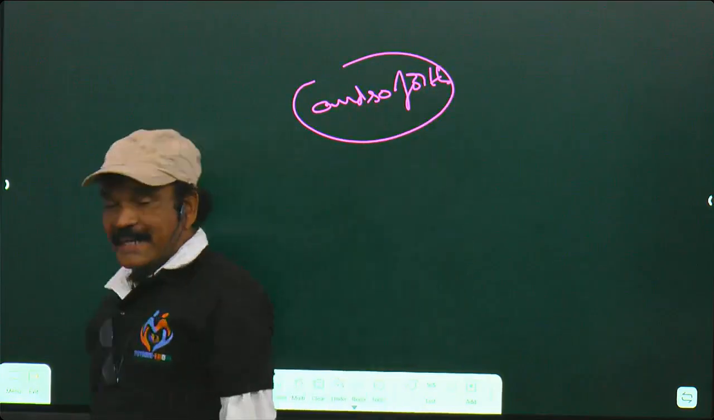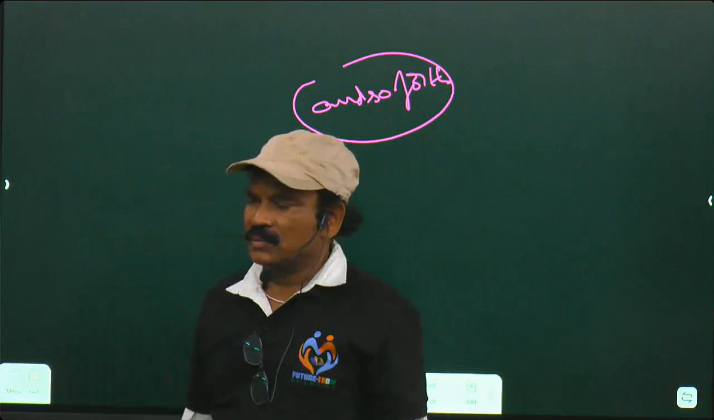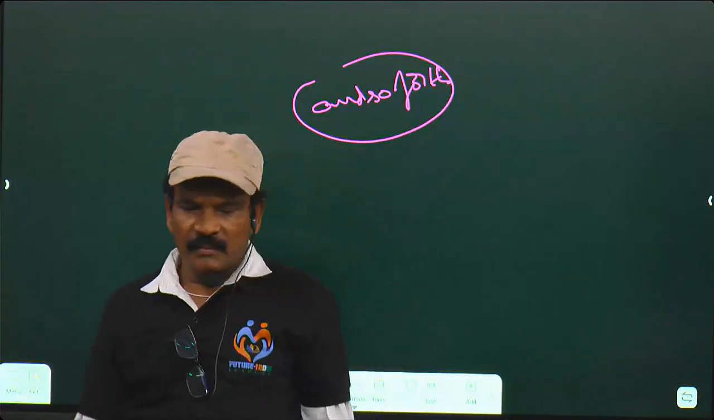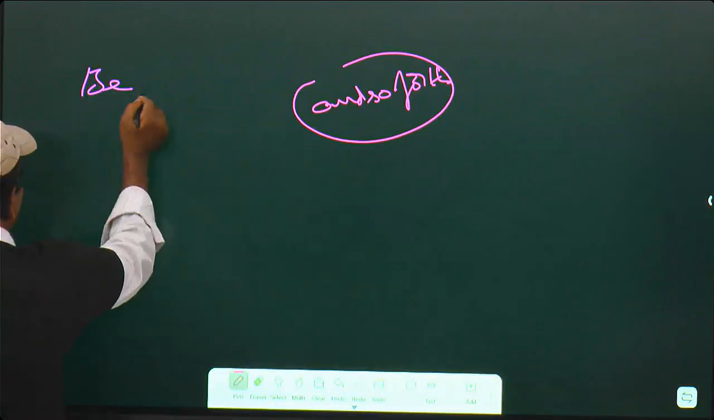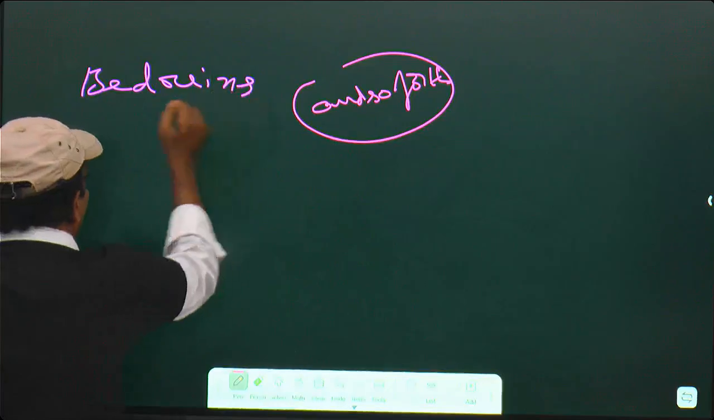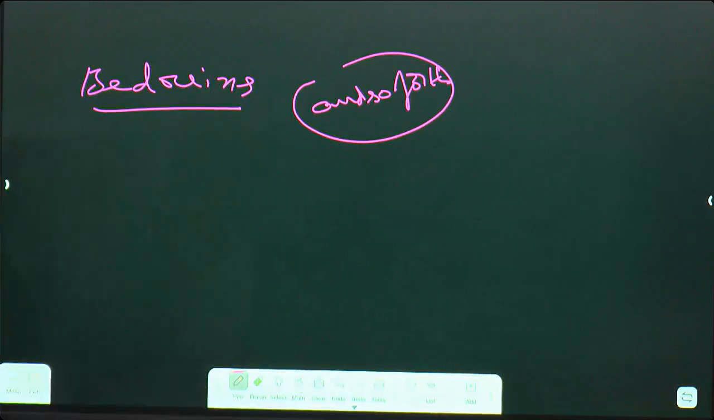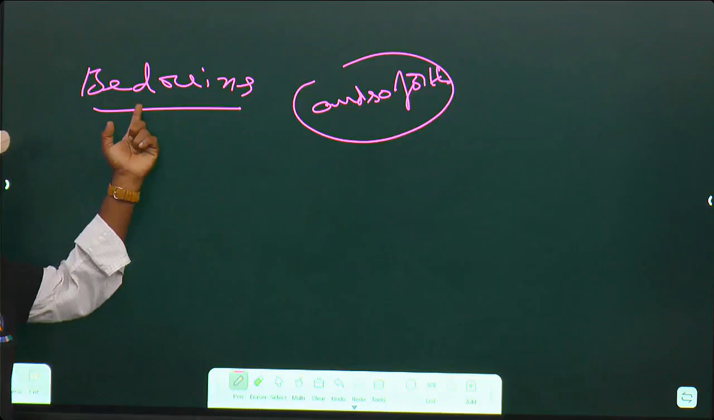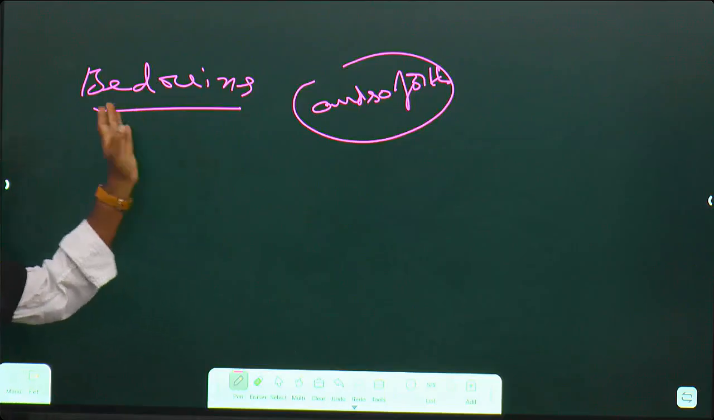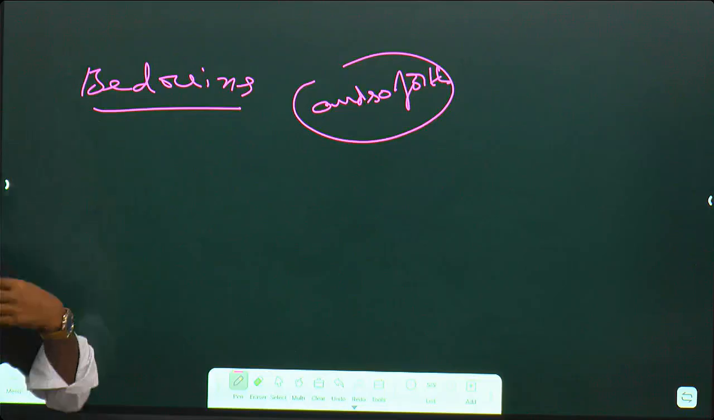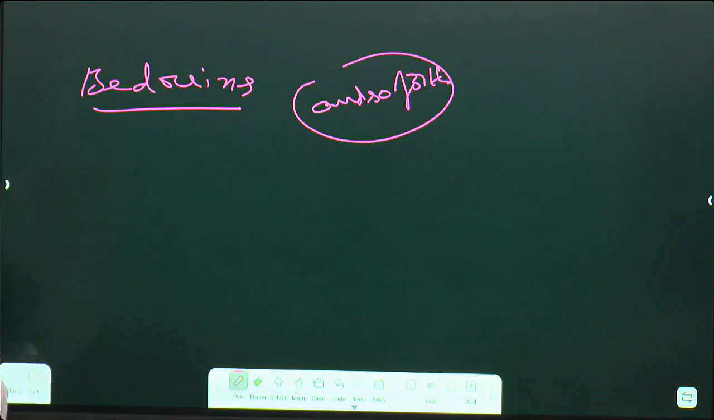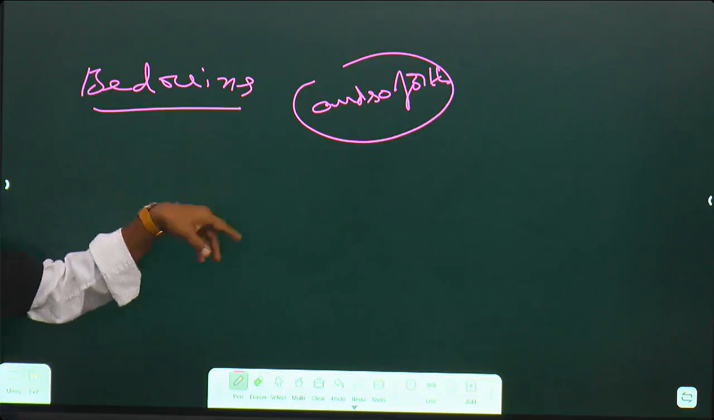Okay. Next, Thar Desert. Wait, 1 minute. The tribes in this desert are called Bedouins. The tribes in the Arabian Desert are Bedouins.